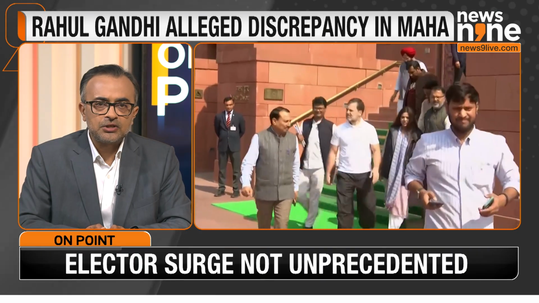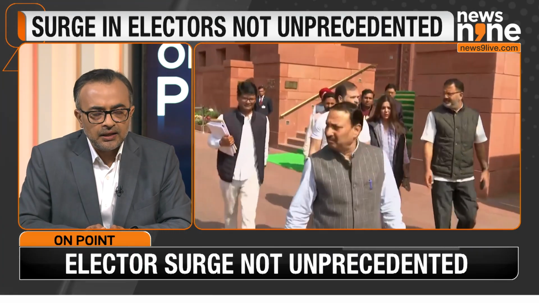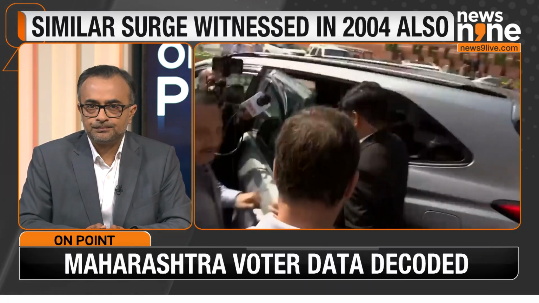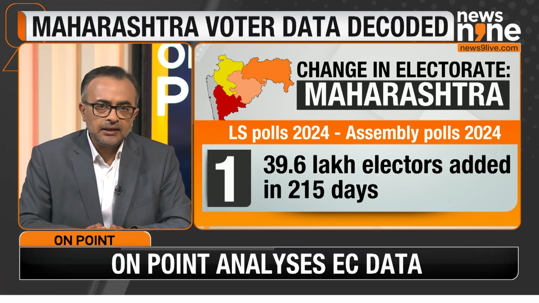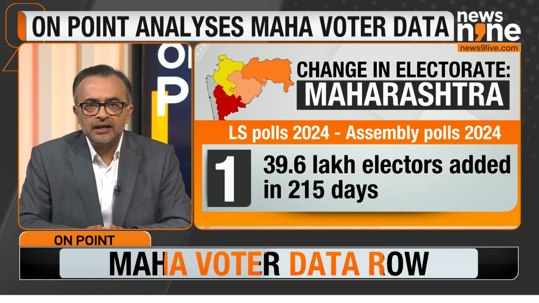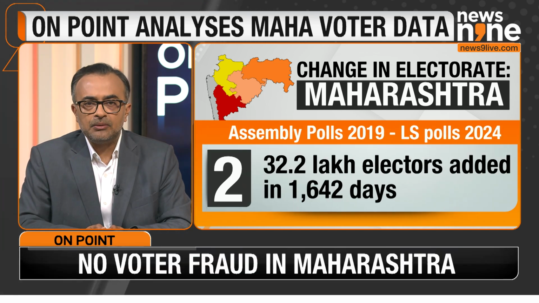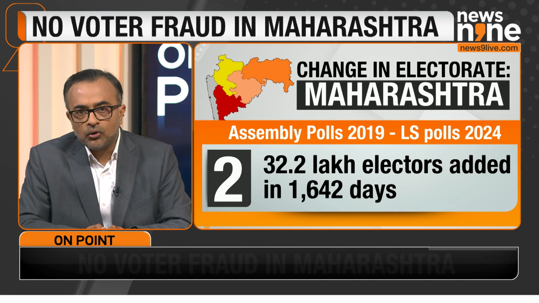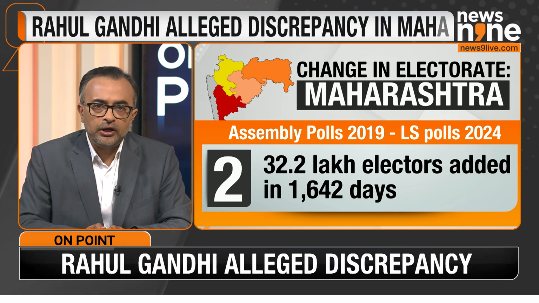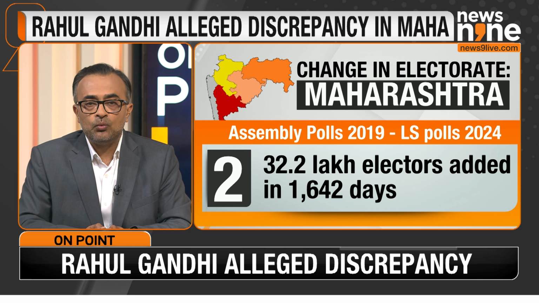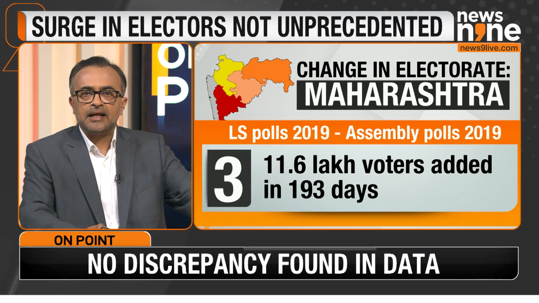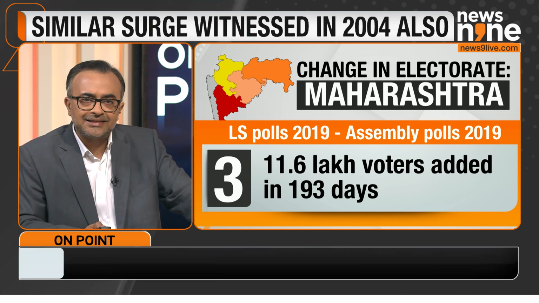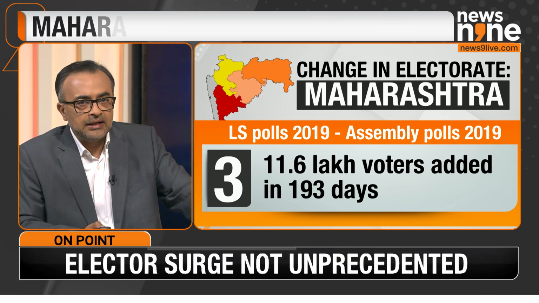However, an analysis of Election Commission data reveals that the surge is not unprecedented. Let's take a look at the data to get a better and bigger picture. Between Lok Sabha polls 2024 and Assembly polls 2024, 39.6 lakh electors were added in 215 days. Between Assembly polls 2019 and Lok Sabha polls of 2024, 32.2 lakh electors were added in 1,642 days. Between Lok Sabha polls 2019 and Assembly polls 2019, 11.6 lakh voters were added in 193 days.